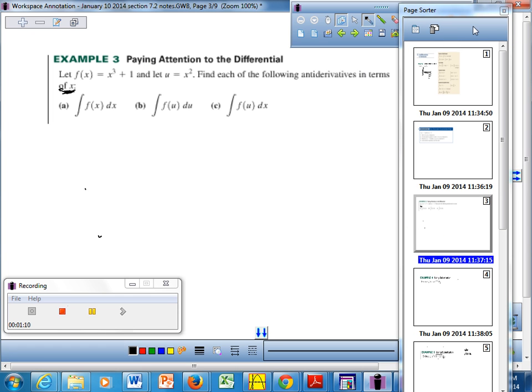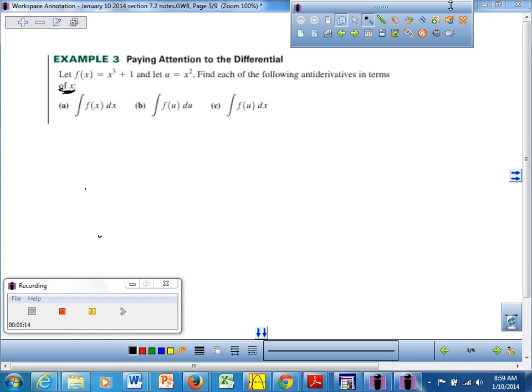All right. Now, before we get into U-Substitution, something you need to pay attention to when you're asked to do an integral is that our variable must match our differential to be able to do the integration. Okay, so in this problem, they said, let f of x equal x cubed plus 1. Let u equal x squared and find each of the following antiderivatives in terms of x. So that means in the end, my answer better have x's in it. Okay, so we're going to start off with a, which is the integral of f of x dx.